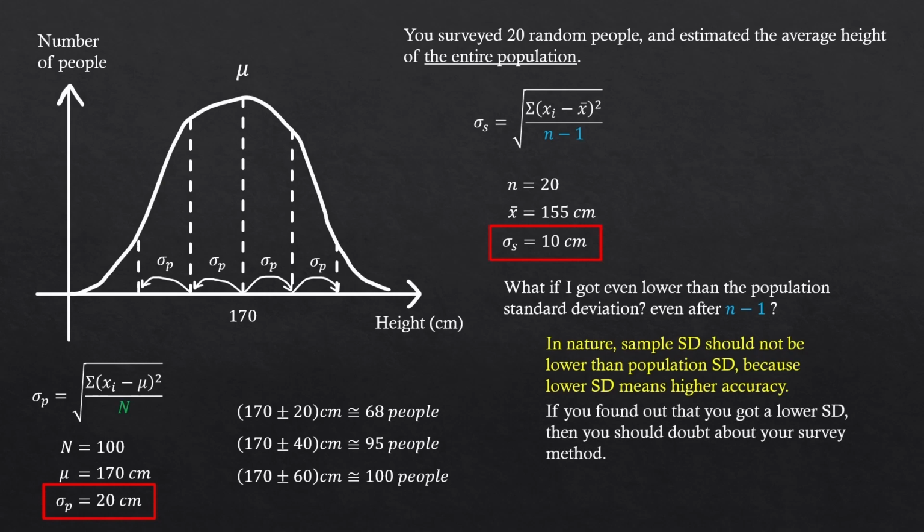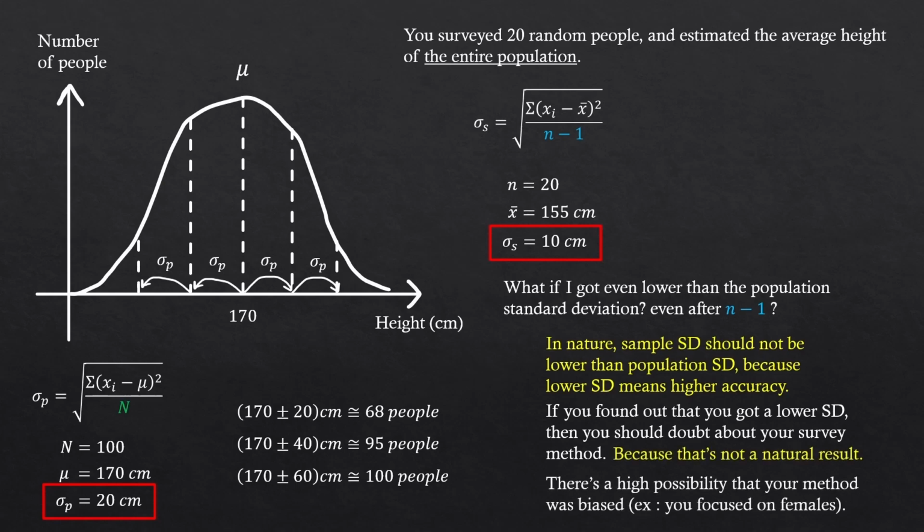If you found out that you got a lower standard deviation, then you should doubt your survey method, because that's not a natural result. There's a high possibility that your method was biased. For example, you might have focused more on females than males. Or maybe the sample wasn't enough for the statistics. So this was not even proper statistics in the first place.